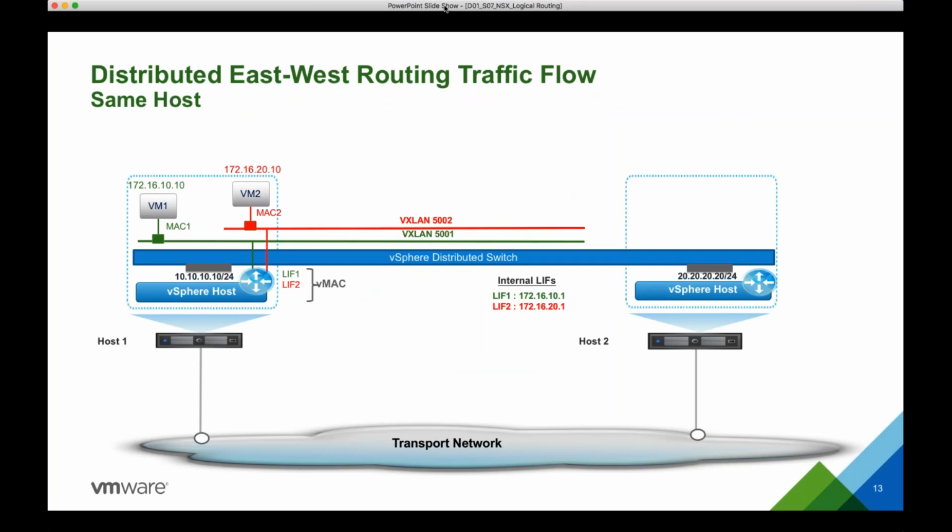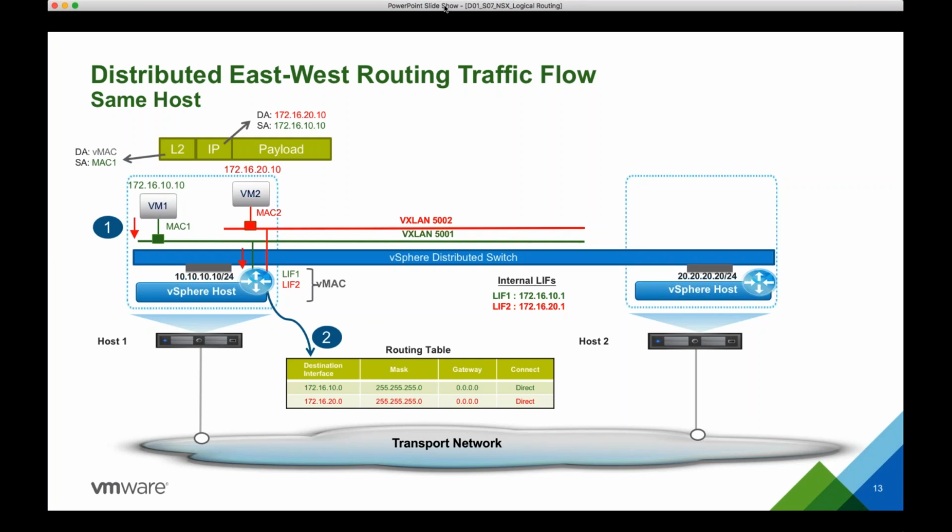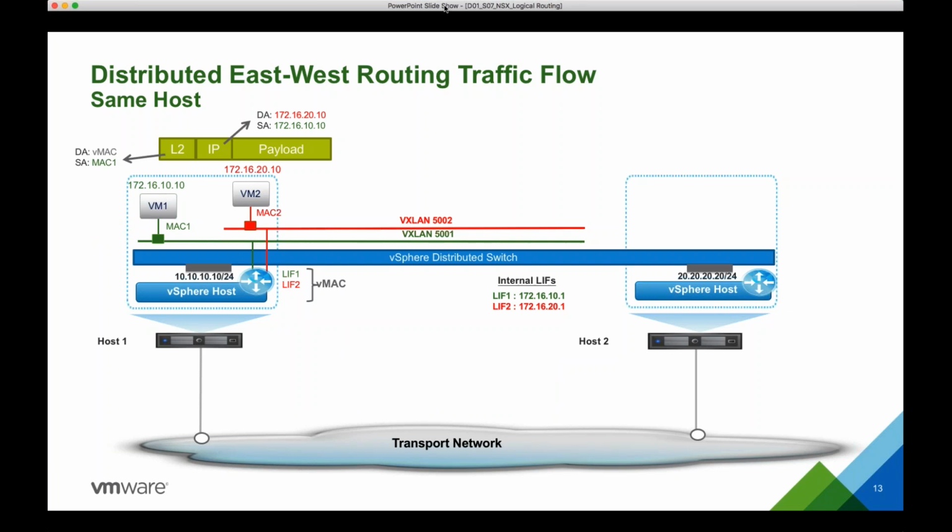So let's do a packet walk here of distributed east-west routing on the same host. Now, all of our routing is done on the egress host. If we're going from host to host, you'll see what happens here, but all of the traffic routing is done at the egress. So we've got VM1, and that wants to talk to VM2. We'll see that we have a source address of 172.16.10.10, and we're trying to get to 172.16.20.10. So that's going to send it down to the distributed logical router. It's going to check the routing table, route to VXLAN 5002, and then deliver to VM2.